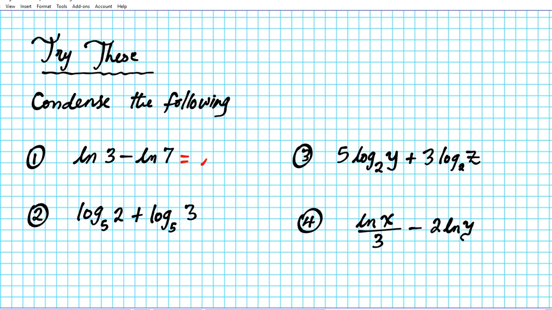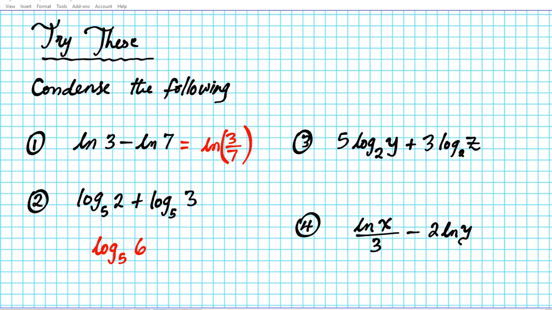So the first one is the natural logarithm of 3 over 7. For number 2 is log base 5 of 6. For number 3 is log base 2 of y to the 5th power times z, or we don't have to put the dot product there, just multiply them. So y to the 5th power, z to the 3rd power.